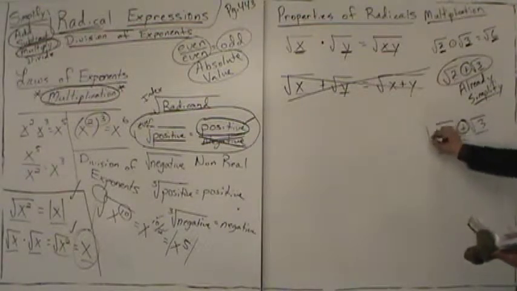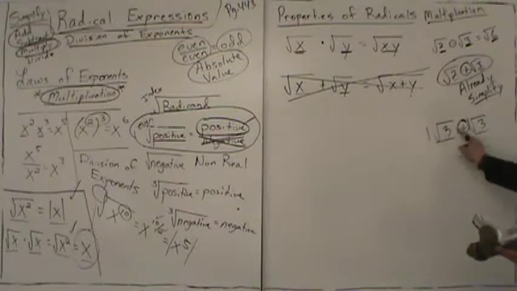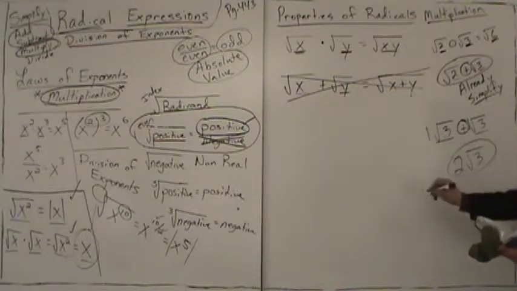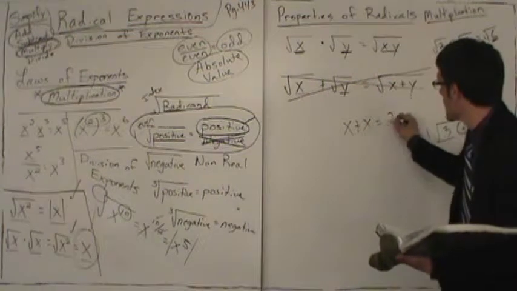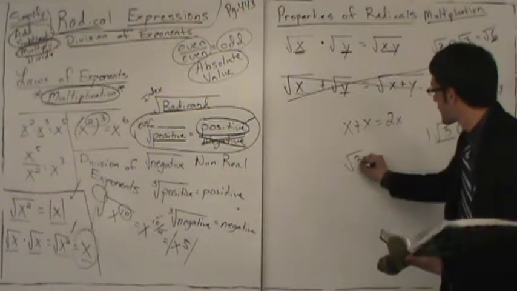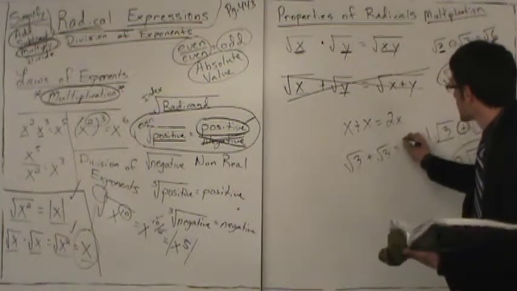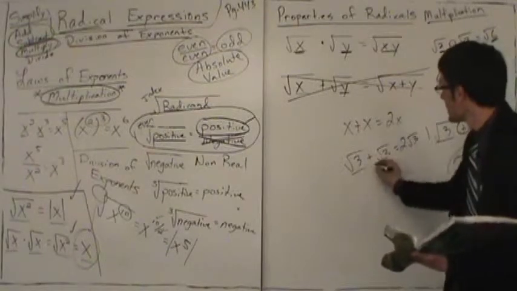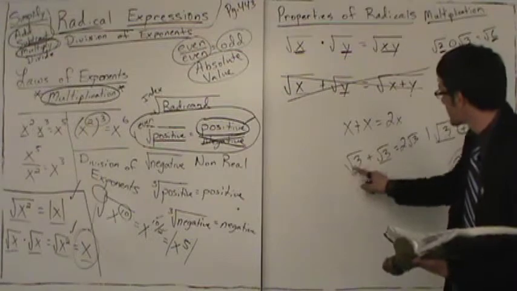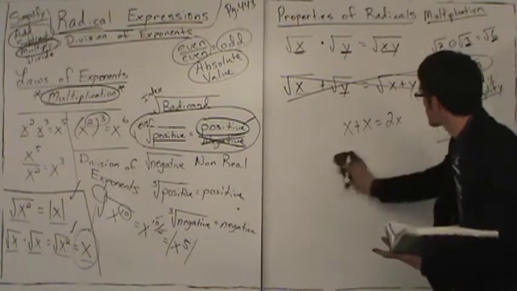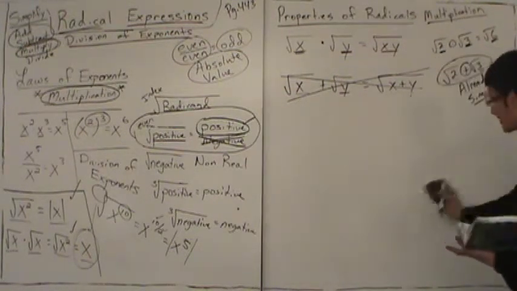We add what's in front. 1 root 3 plus 1 root 3. 1 plus 1 is what? 2 root 3. So just like x plus x is 2x, root 3 plus root 3 is 2 root 3. Even though we cannot add the 3 and the 3, if they match, we can add what's in front. So 1 plus 1 gives 2 root 3. Now, there's a quick example.